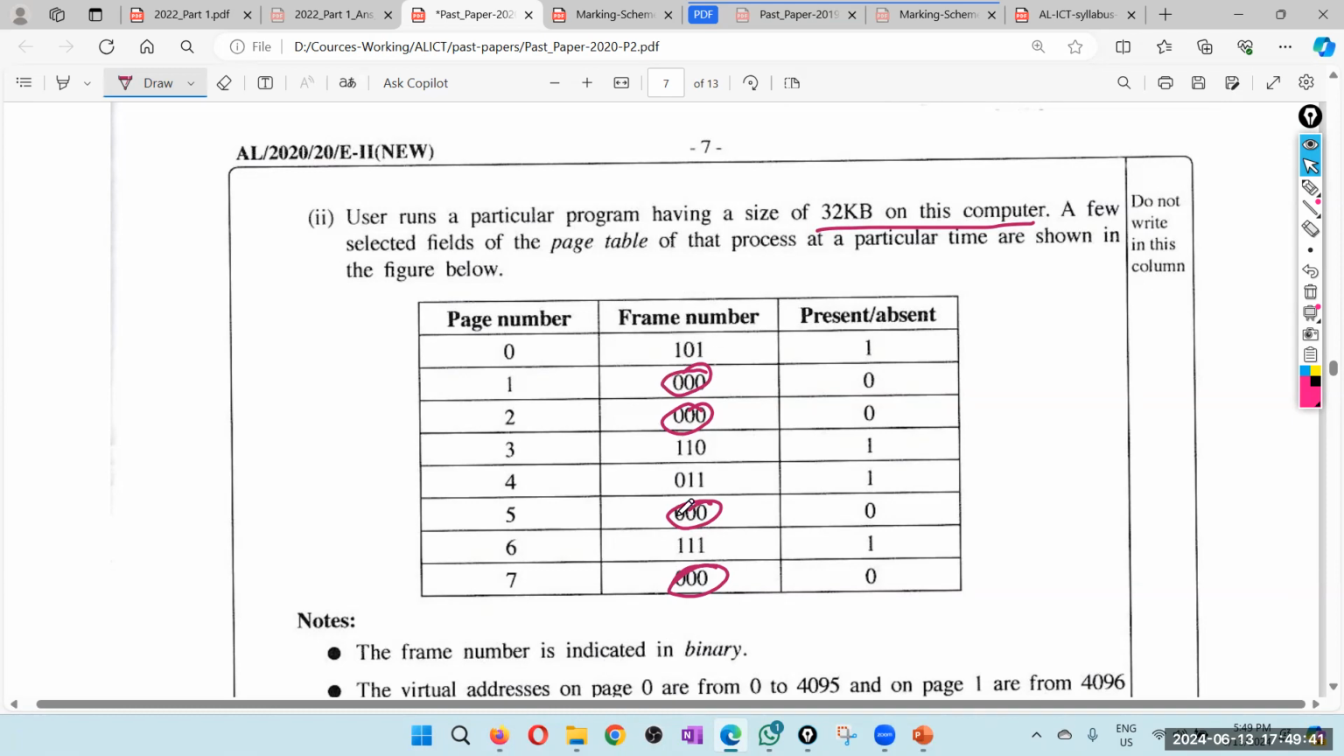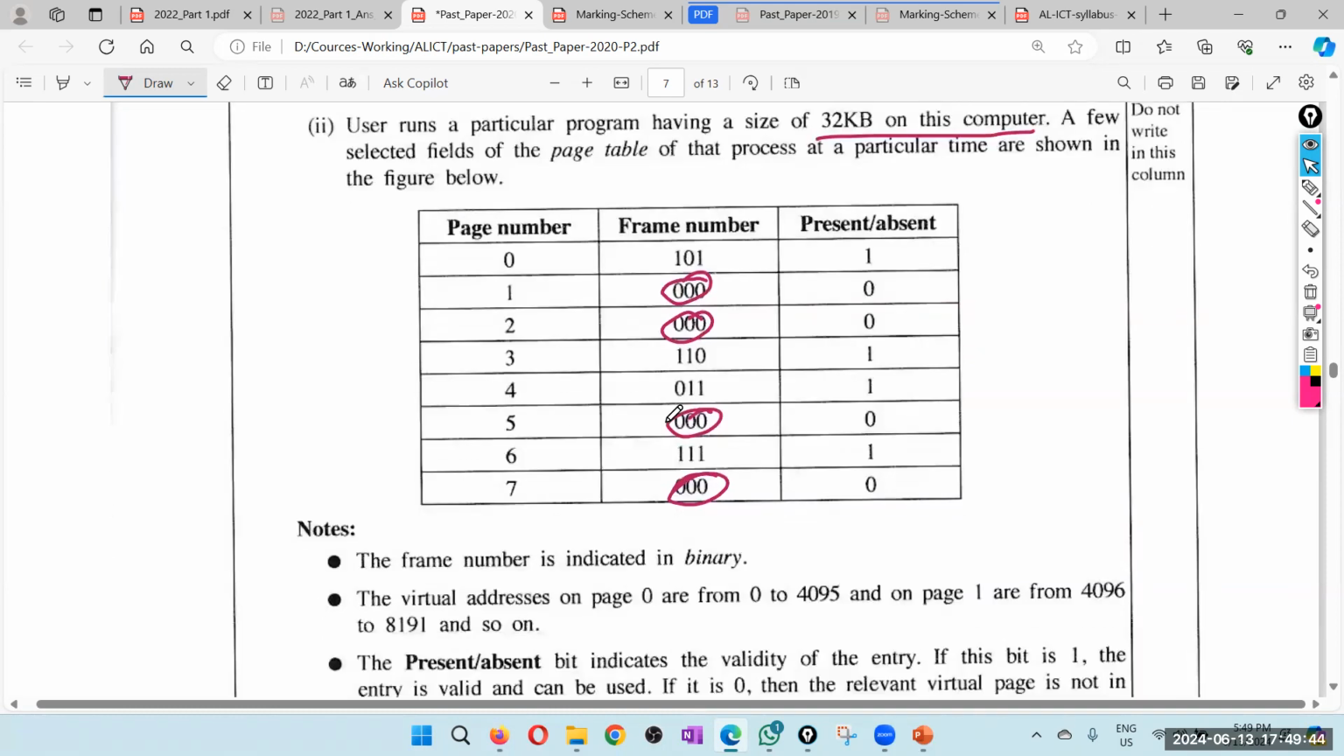Yes, we can see that it's indicated in binary. Virtual addresses, or virtual address means logical address, on page 0 are from 0 to 4095. So that is page 0. Then page 1 are 4096 to 8191 and so on. Okay. So that means how many virtual addresses are in one page? One page. Because the first page, page 1, this is page 2.